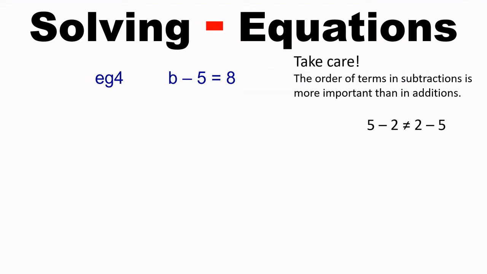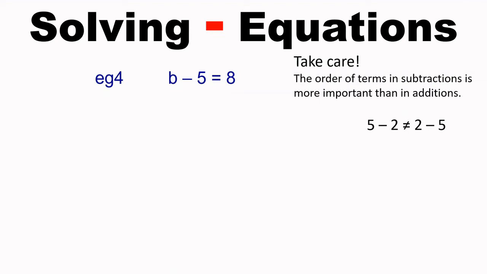For example, 5 minus 2, which we should all mentally be able to work out, is 3. That's not the same thing as 2 minus 5. When you take a big number away from a smaller number, your answer ends up being negative. So that would be negative 3. So looking at this equation here, b minus 5 is equal to 8. The 5 is being subtracted from b.